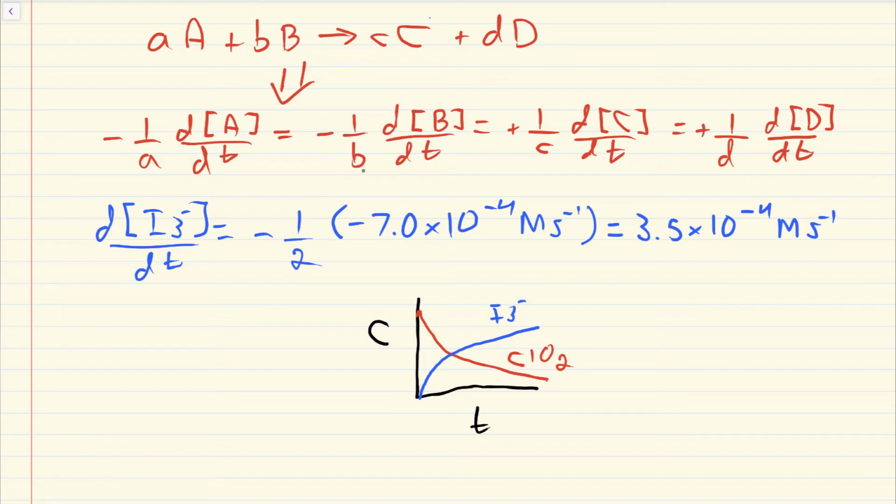And what the question is essentially asking us is to find the slope of the line tangent at t equals 0 for the I3- species. And that's simply the rate of change of I3 with respect to time at t equals 0.